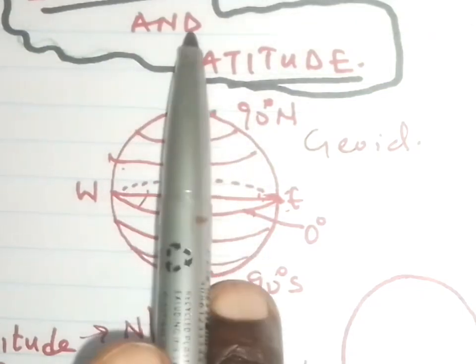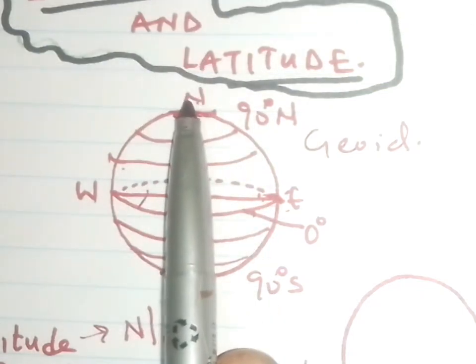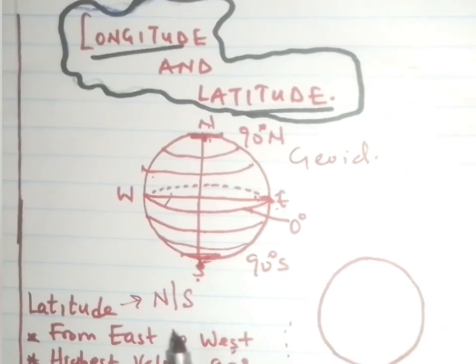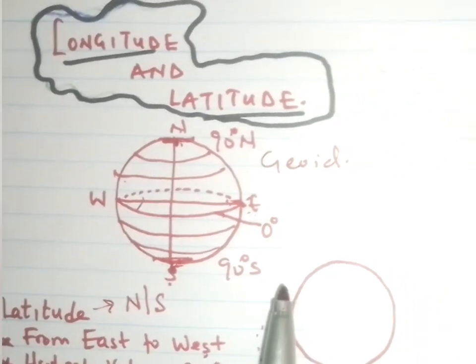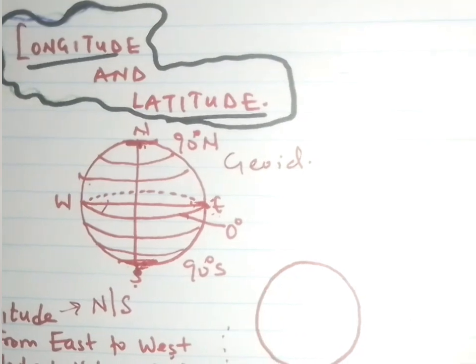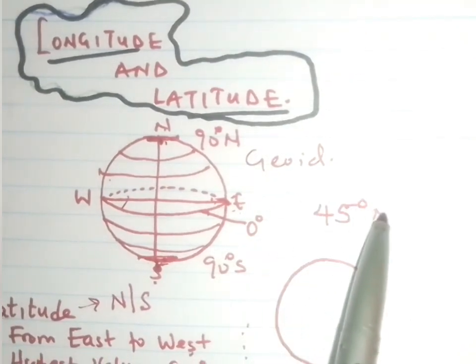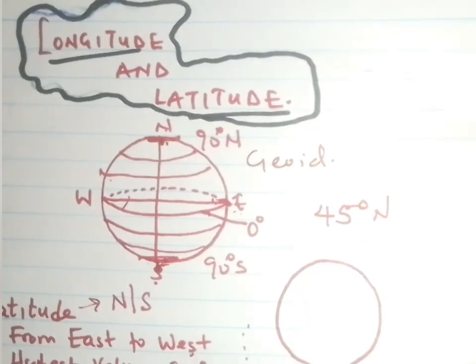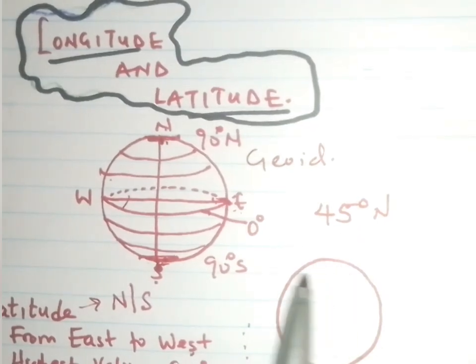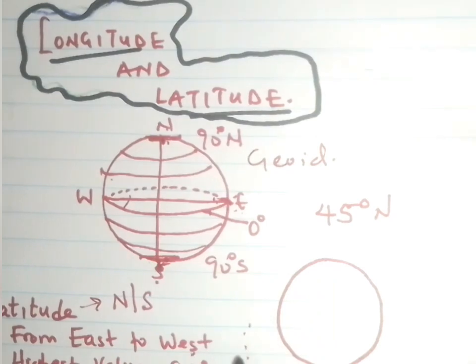So it's increasing upwards like this until you get to 90 degrees north. Take for example, let's assume you want to draw the latitude 45 degrees north. It's very simple. You start with a basic shape, which is a circle. You divide the circle into 4 equal parts.